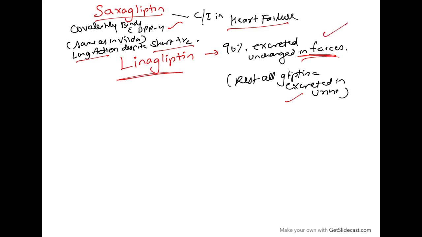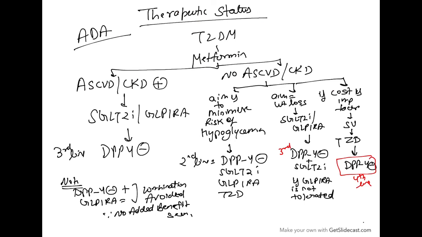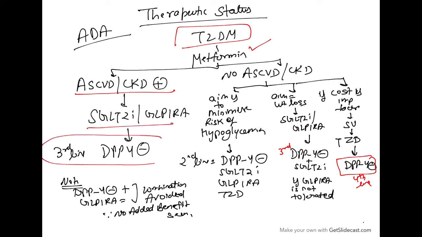Now the therapeutic status as per the American Diabetes Association: in a type 2 diabetes mellitus patient, first line is metformin. If atherosclerotic cardiovascular disease or CKD is present, then second line is SGLT2 inhibitor or GLP-1 receptor agonist. Then third line could be DPP4 inhibitors. Now if there is no atherosclerotic cardiovascular disease or CKD, and the aim is to minimize the risk of hypoglycemia, then in second line we can give DPP4 inhibitors or SGLT2 inhibitors or others. The DPP4 inhibitors here could be a second line.